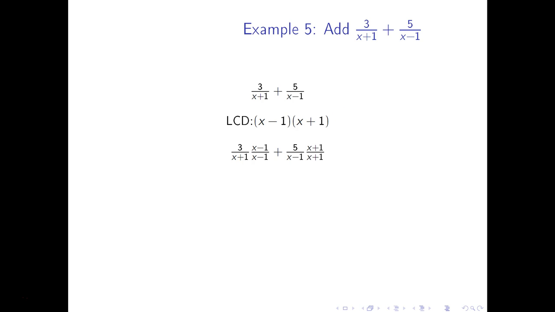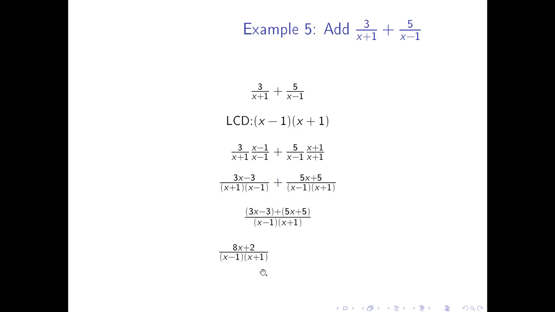I want you to pause the video, multiply out those numerators, and then see if you can add them. Go ahead and work through that. Welcome back. First, when I multiply it out, I get 3x minus 3 and 5x plus 5. And again, how do I add numerators? Well, I just add them as they are. And notice, as you do that, 3x plus 5x is 8x, and minus 3 and plus 5 is positive 2.